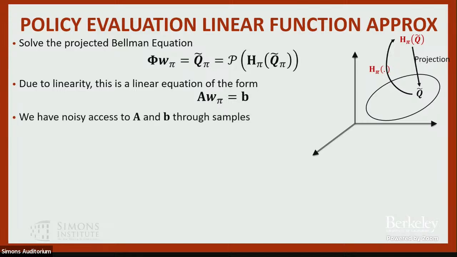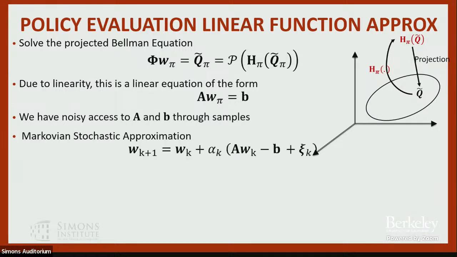Okay. So when we have noisy access to A and B, which means at every time I can sample a copy of A and a copy of B, but I'm getting noisy samples. Moreover, it turns out that what we have are Markovian samples. So it turns out that the right way of solving this is using stochastic approximation. Essentially, I'm doing w_{k+1} equal to w_k plus my step size times, I'm trying to solve Aw minus b equal to 0. That's exactly what I wrote here, plus noise.